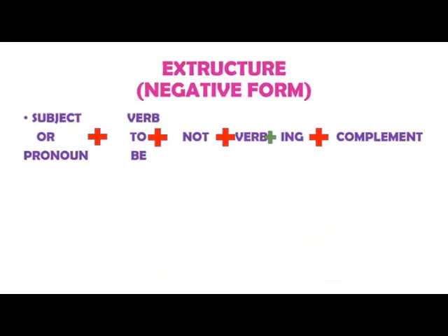Tenemos primero the subject or pronoun, el sujeto o el pronombre, the verb to be, plus not, plus the verb with ing, plus the complement. Right? Remember, the subject or the pronoun, plus the verb to be, plus not, plus the verb with ing, plus the complement. Let's see some examples.